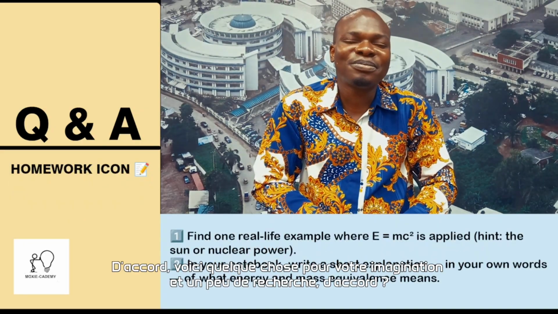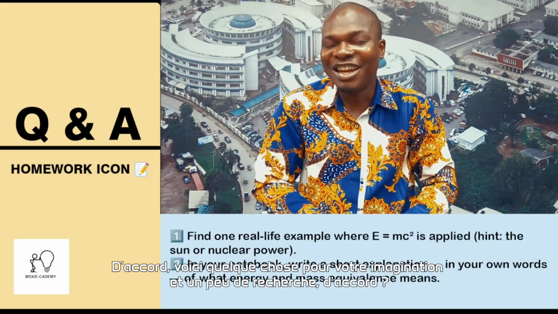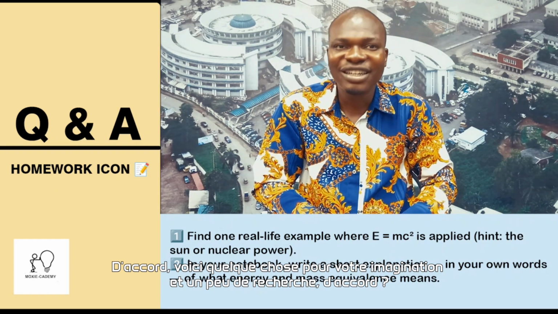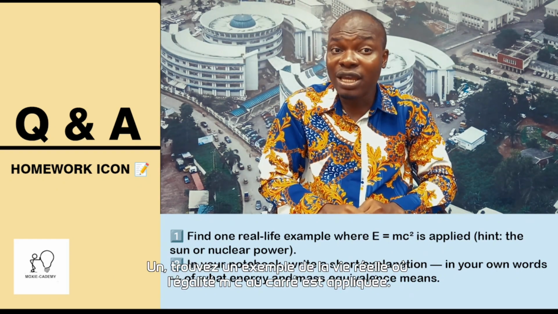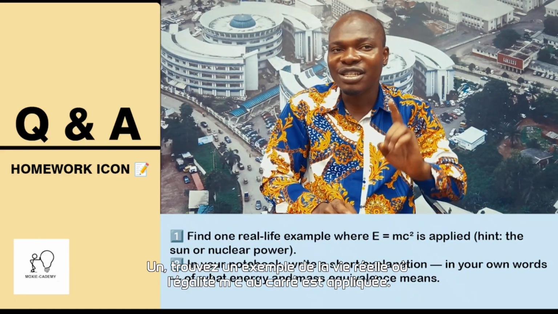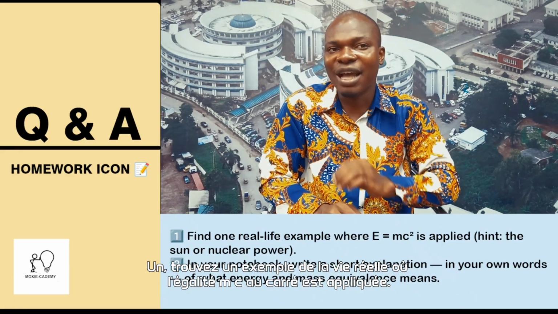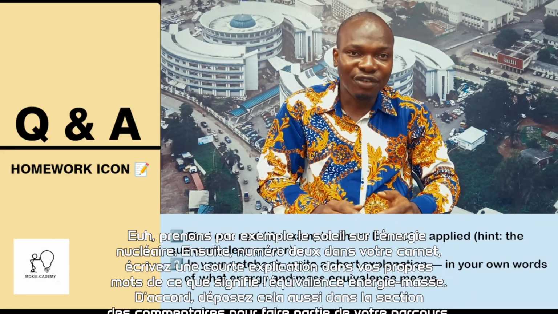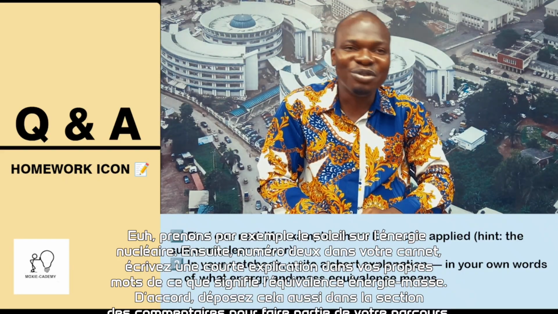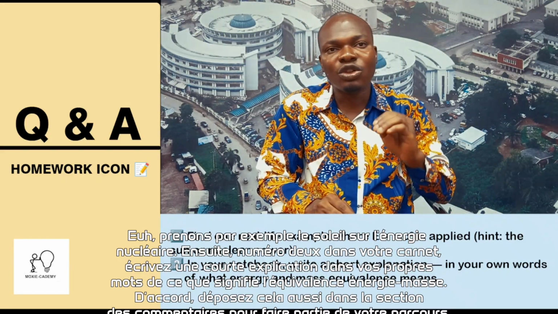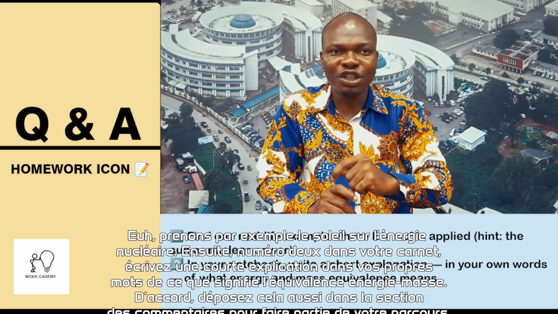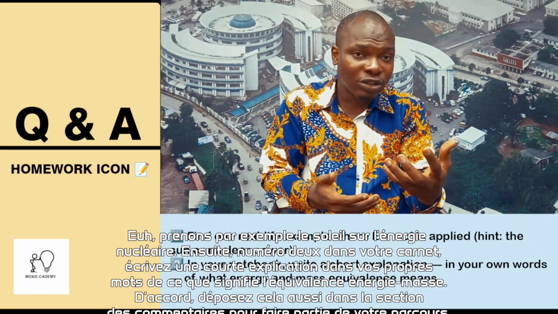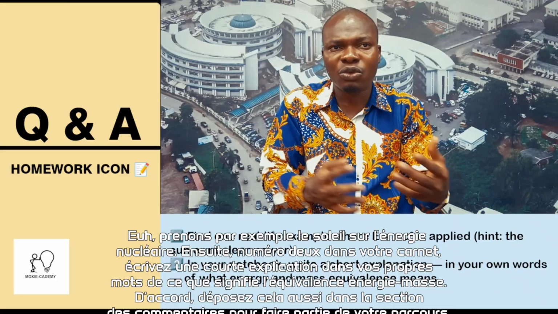Okay, here's something for your imagination and a little research. 1. Find one real life example where E = mc² is applied. Take for instance, the sun or nuclear power. Now, number 2, in your notebook, write a short explanation in your own words of what energy and mass equivalence means.